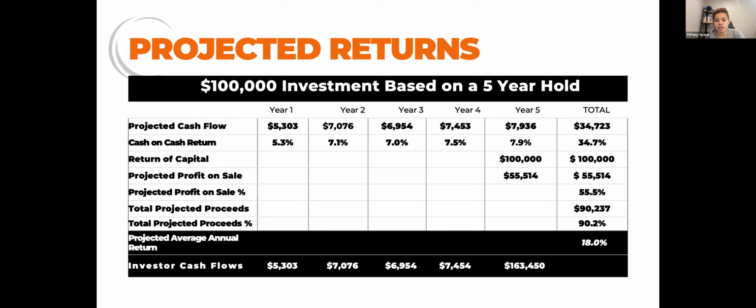And you'll notice here in the last column of totals, you'll see how the totals break down. So across those 5 years, you've cash flowed around $34,000. And then in terms of profit, you receive a little over $55,000 in profit. So on a $100,000 investment, your return is around $90,000, which is an average annual projected return of 18%.